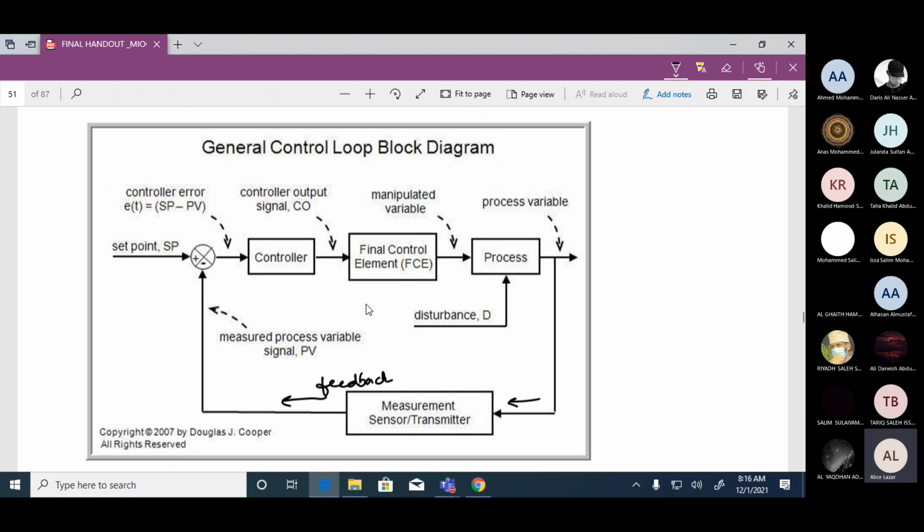Now let us look at all the parts of this closed loop system. Let us start from the right hand side. The first one is called the process. Process is where the steps are taking place. Maybe it is heating water. There is a vessel inside which you have a heater coil and water being brought in and the water heating is taking place. So that is an example of a process.